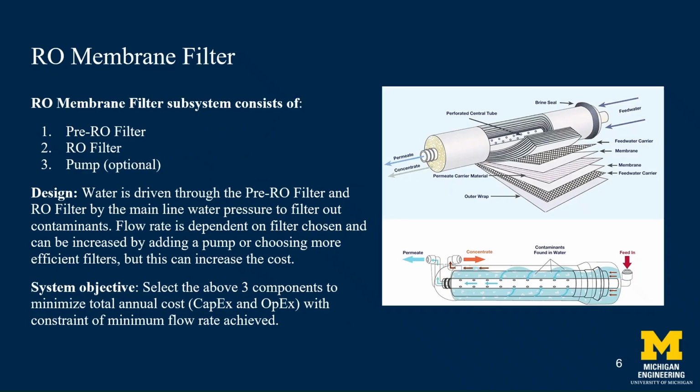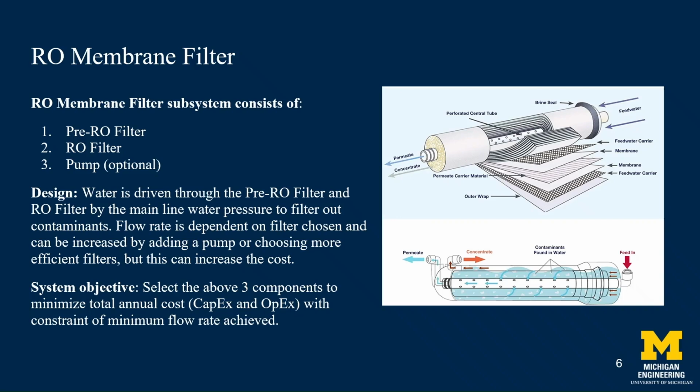Our first subsystem is the RO membrane filter. It consists of three components, which are the pre-RO filter, the RO filter, and the optional pump. Water is driven through the pre-RO filter and the RO filter by the external water pressure. The materials chosen for those two components decide the flow rate of water exiting to the next subsystem.